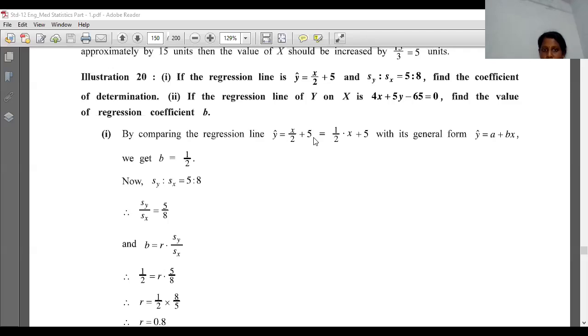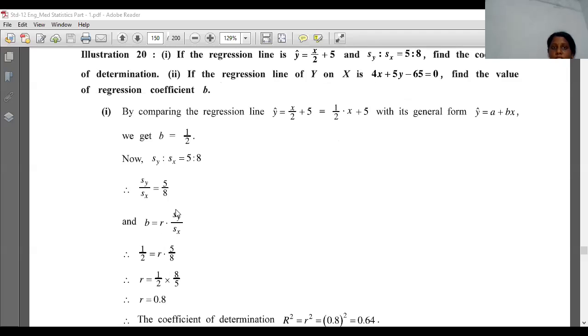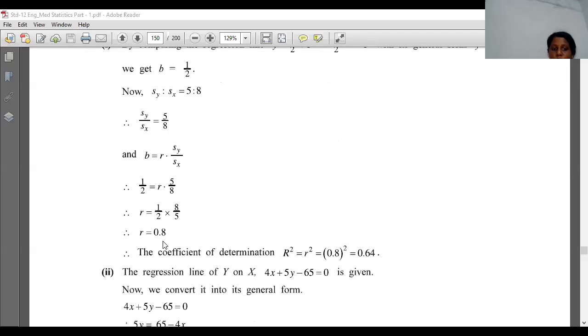So from x upon 2 we separated 1 by 2, so 1 by 2 into x plus 5. What is our regression model? a plus bx. So what comes along with x is called b. Whatever comes along with the x is b. Here it is given like bx plus a, but actually our regression line is y cap equal to a plus bx. Got it? So here the value of b is 1 by 2. So sx upon sy is 5 by 8. So the formula of b is r into sy upon sx. So like this the calculation goes and your answer comes to 0.8. And r square is 0.8 the whole square, that is 0.64.